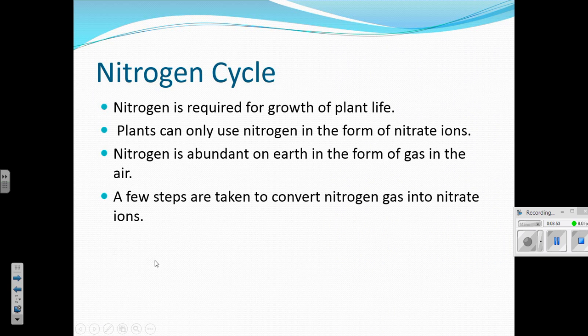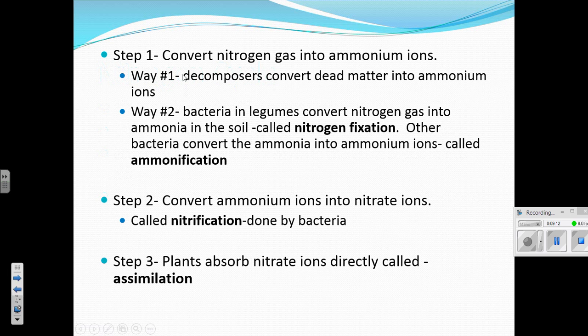Okay, the last step is the nitrogen cycle. Nitrogen is super important for plants. Problem is that it's the most abundant gas in the air, but plants can't actually use it in the air. They can't take it in like CO2. So there has to be a process to get the nitrogen from the air into the soil so plants can use it. So the first step is that the nitrogen gas has to convert into ammonium.